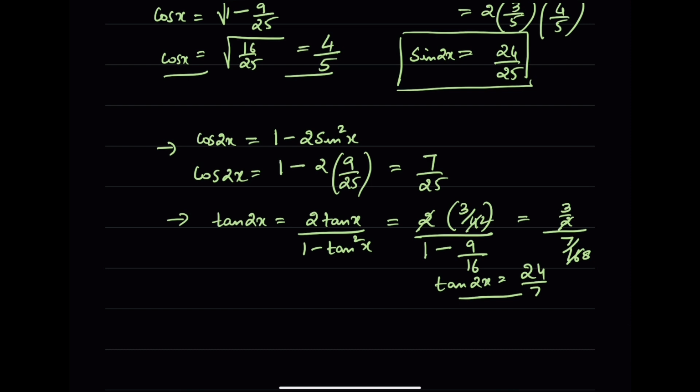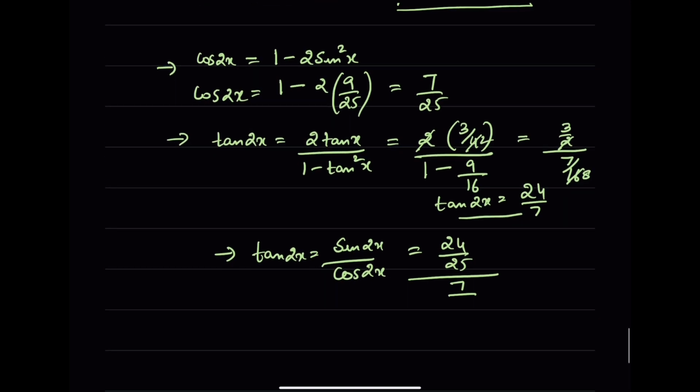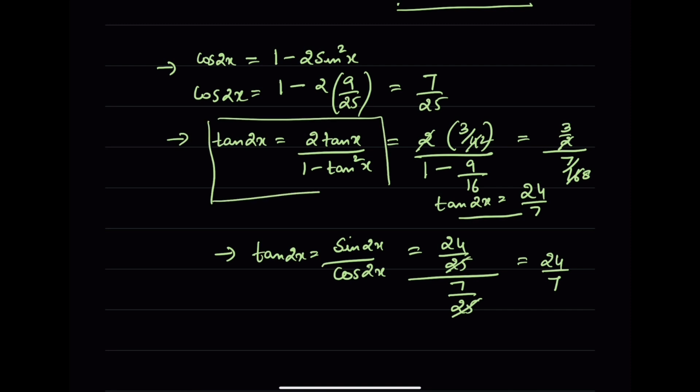Now just to verify, tan 2x is sin 2x by cos 2x. We know sin 2x is 24 by 25, and this is divided by cos 2x, which is 7 by 25. We can cancel the 25, so it is 24 by 7. So we could easily apply sin 2x by cos 2x, but we wanted to learn the application of these formulas we learned in the previous video. That's why we took this approach.